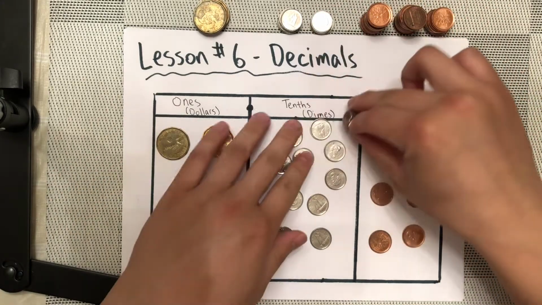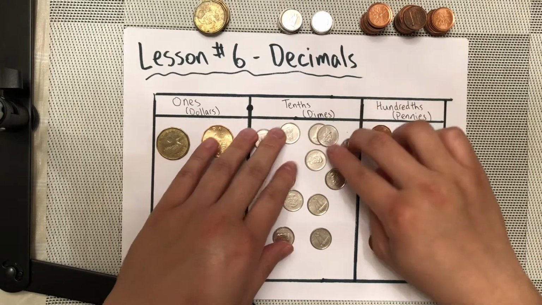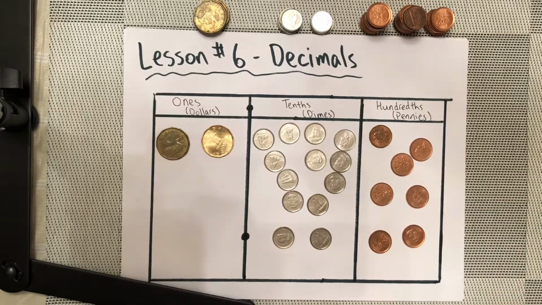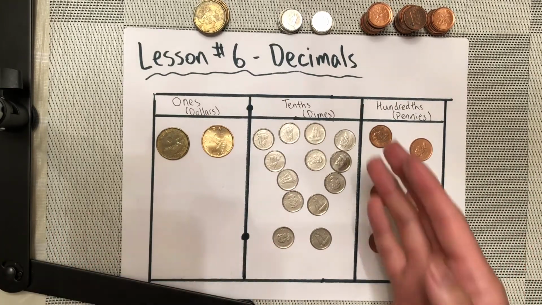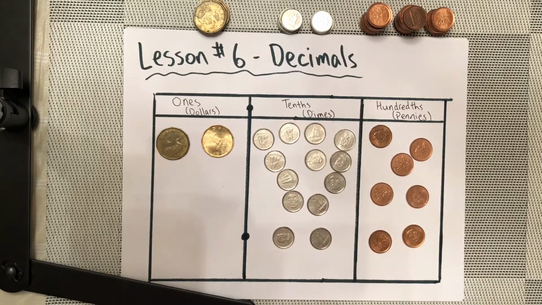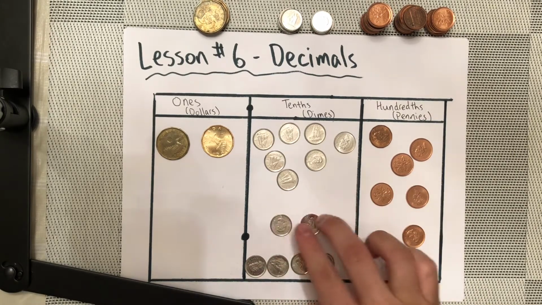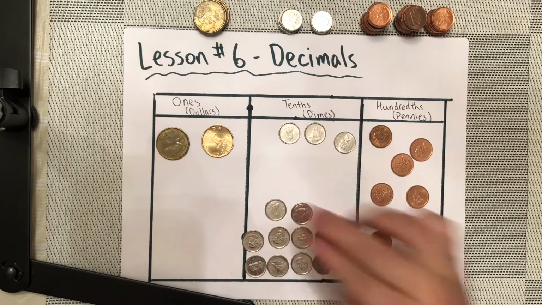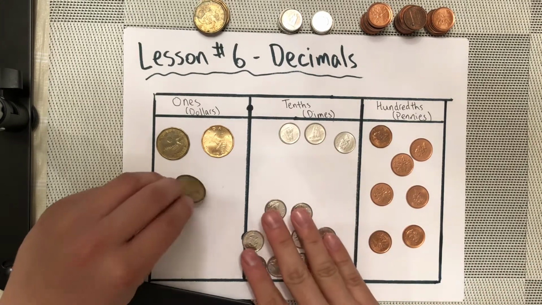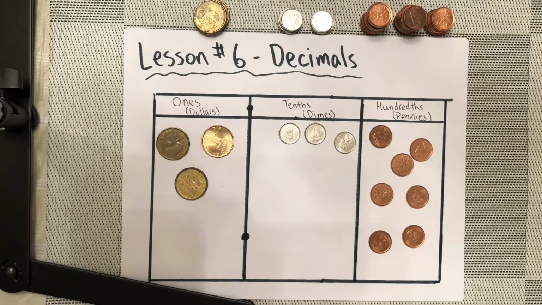All right, and what if I have this? What if I have more than 10 tenths in this place value? Well, I can exchange 10 of those for $1. So I can trade 10 of those. Let's count 10 first. So I have 10 here. I could trade that for a ones, right? That would be the same.